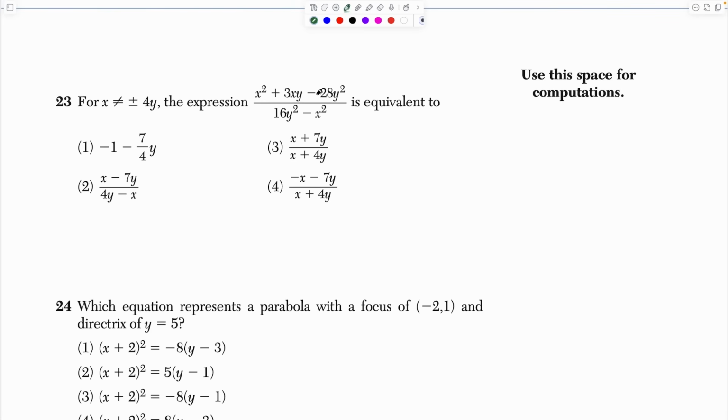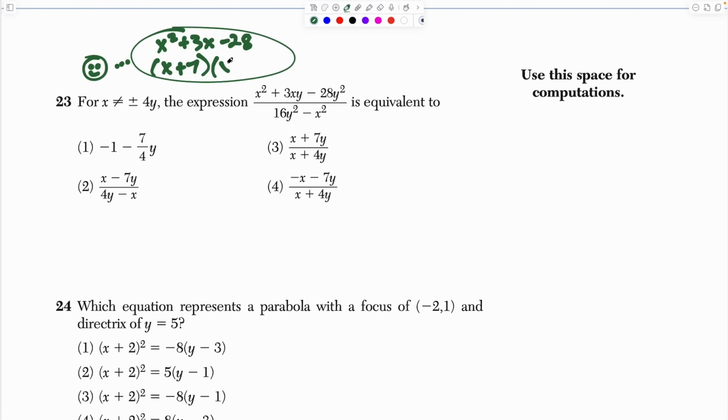So for this one, what I like to imagine when I'm factoring something like this, what we have on top with x's and y's, is I pretend that there's no y involved. So imagine instead I had x squared plus 3x minus 28. So I just get rid of the y terms. This would factor nicely to x plus 7 times x minus 4. And I could check this. 7 plus -4 is 3, and 7 times -4 is -28.